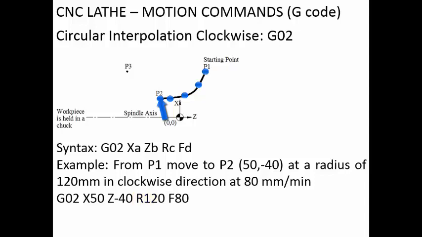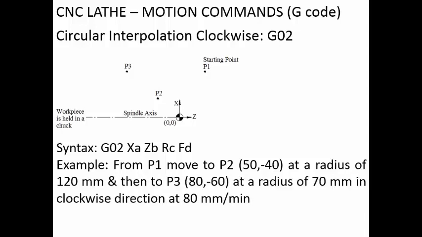So here whenever we specify X and Z coordinate, it is the X and Z coordinate of the ending point, or the point where the tool has to go. That is what is required. So it will move from this starting point, or wherever the tool is present, towards the point we are specifying. So always it is the ending point of the motion.